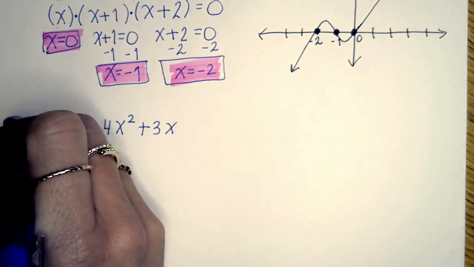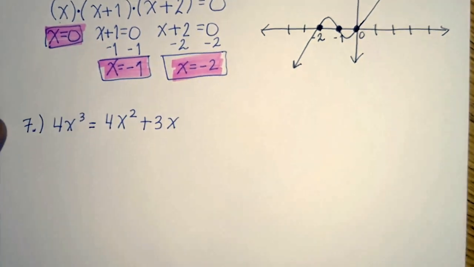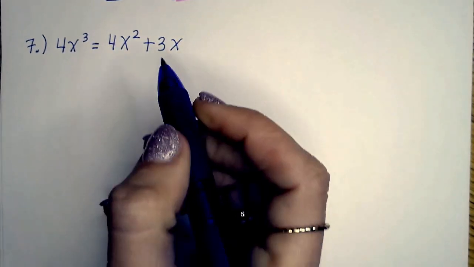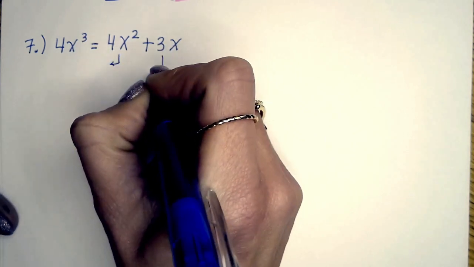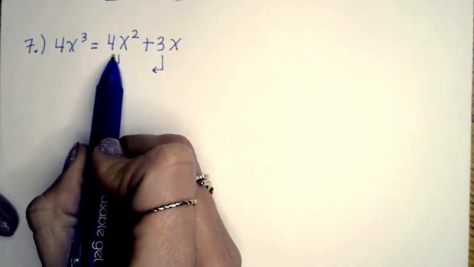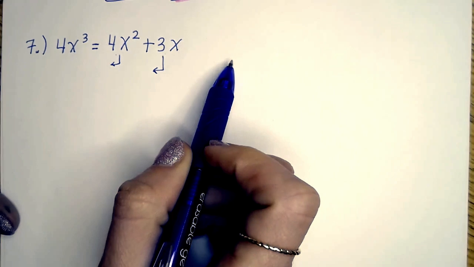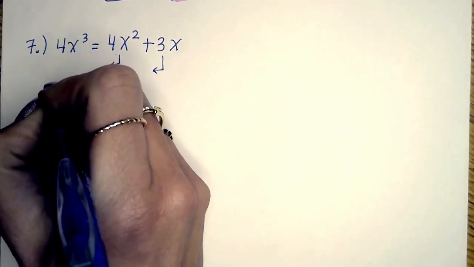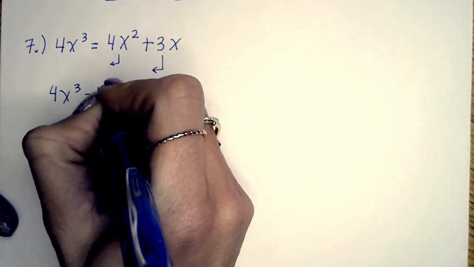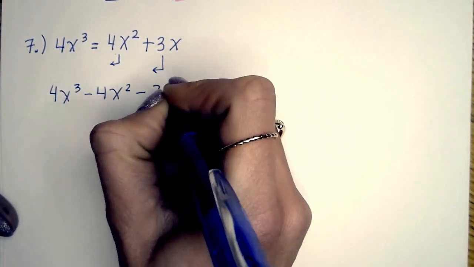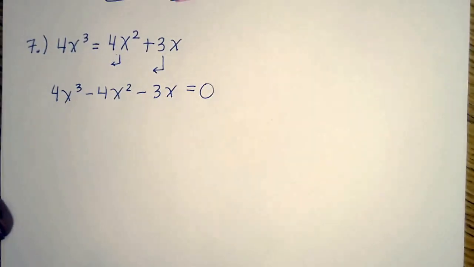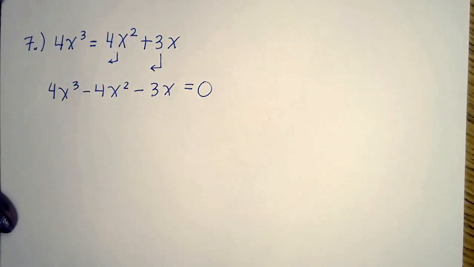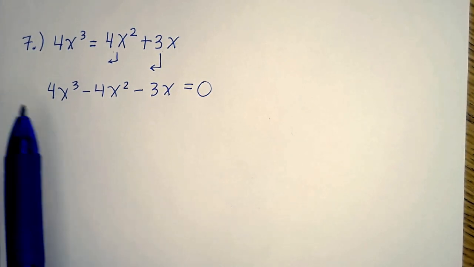So you just told me the next step, and this is number 7. So Avery brought these 2 terms to the other side. How did he do that? What operation did he use? Yes, he used subtraction. So 4x to the third minus 4x to the second minus 3x. But you don't just lose your equal sign. It equals 0. So Roy, go ahead. Is it the same thing if you subtract 4x cubed from both sides? Yes.